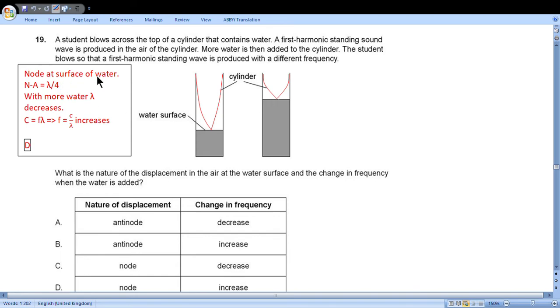and a node at the surface with more water. So here we have node, antinode, lambda over 4. With more water, the node-antinode distance decreases, lambda decreases, and frequency increases. So the answer is D.